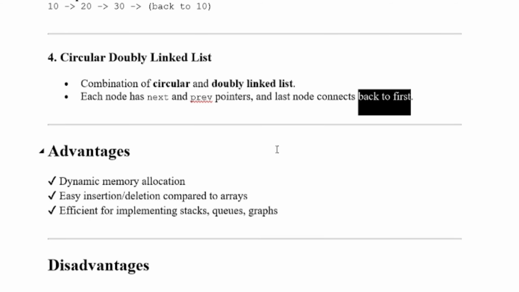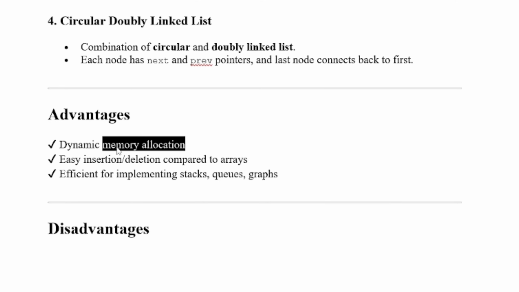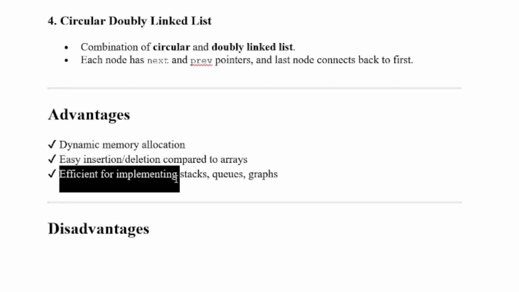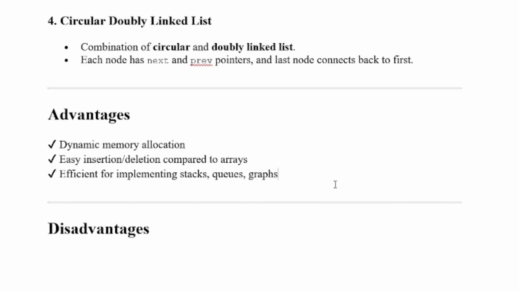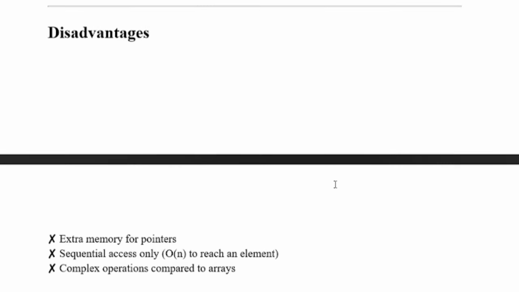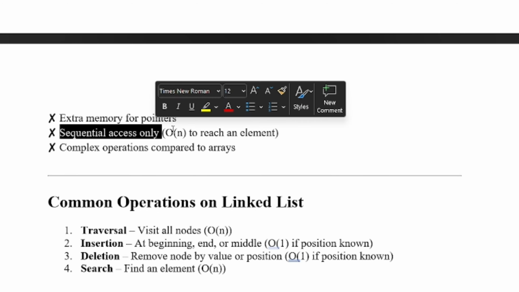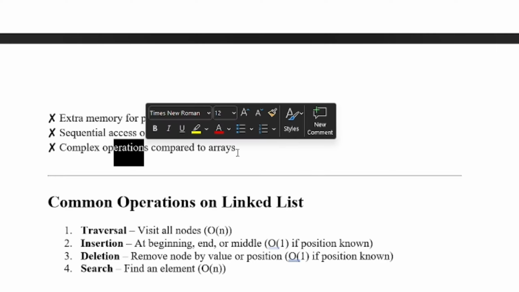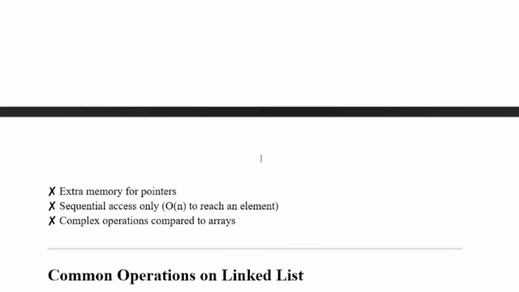Now come to the advantages of linked list. First is dynamic memory allocation, next is easy insertion and deletion compared to an array or vector, and efficiency for implementing stacks, queues and graphs. These are the advantages of the linked list. Now the disadvantages: extra memory for pointers, sequential access only, O(n) to reach an element, and more complex operations compared to an array. Basically, an array is faster compared to a linked list.